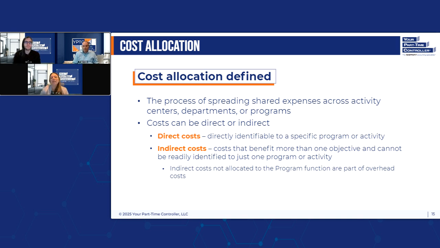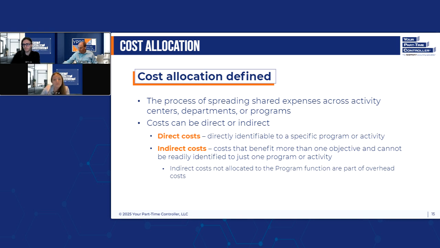Indirect costs, so you'll allocate those costs, and anything that isn't allocated to the program function will fall over into that overhead bucket that Greg was talking about. It's important to keep in your brains as we're thinking about this that indirect costs and overhead costs are not the same thing, right? So keeping that clear, I think, will be important as you work through some of these allocations and some of these concepts.